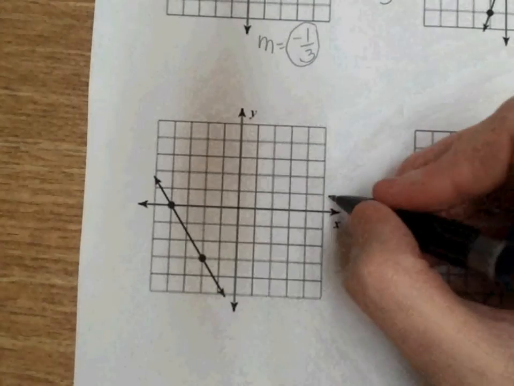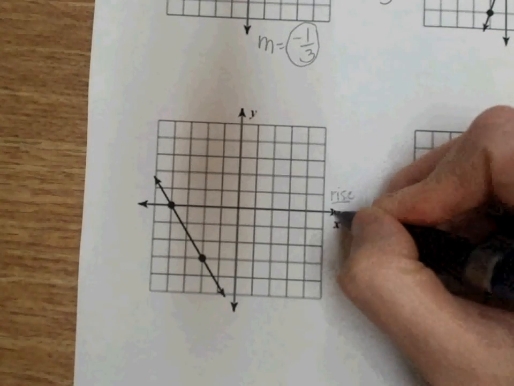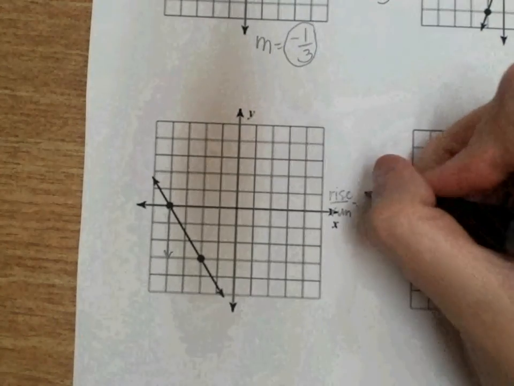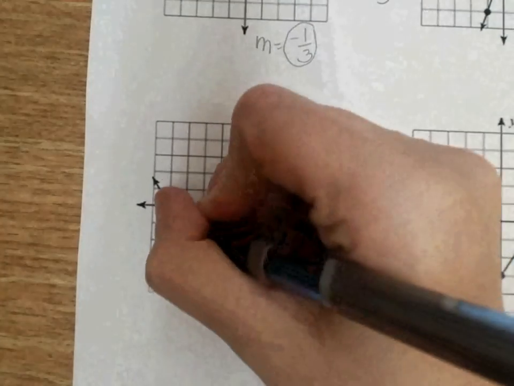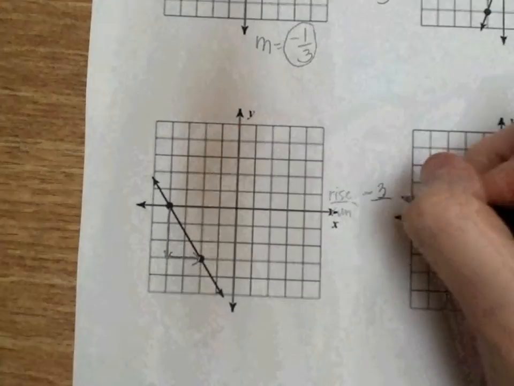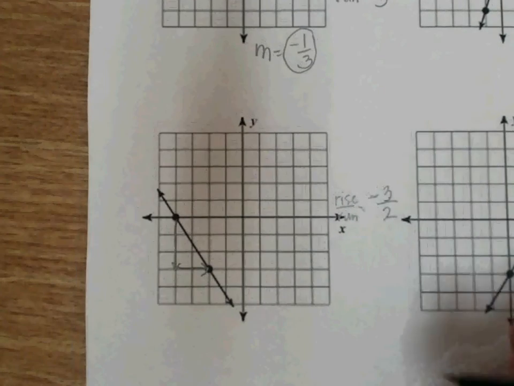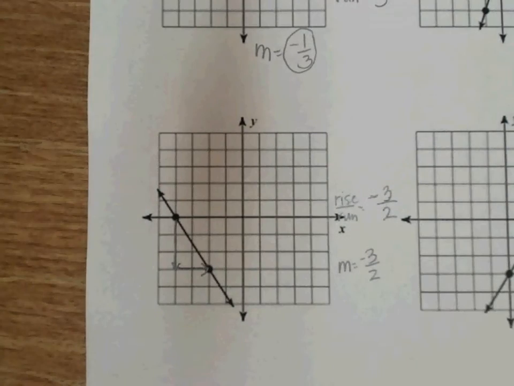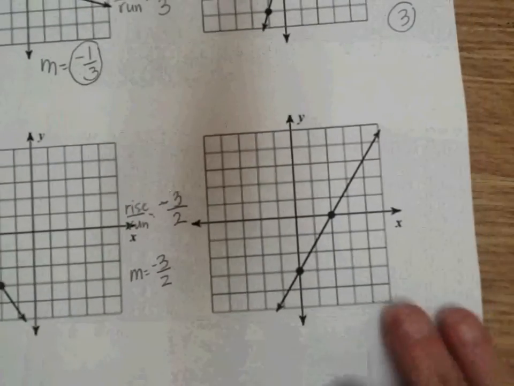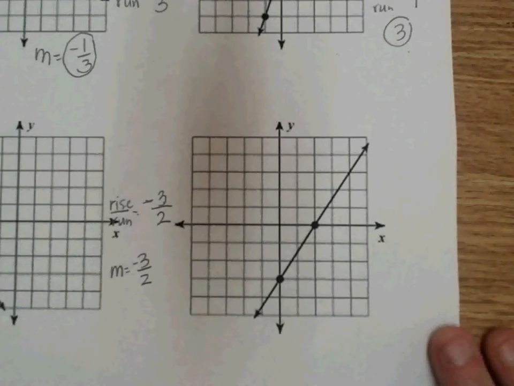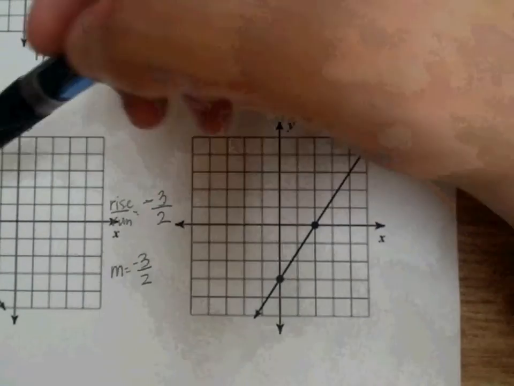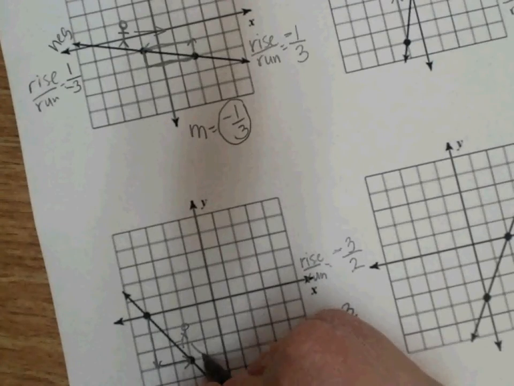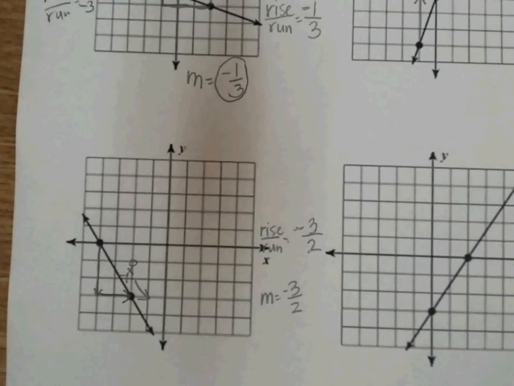Let's try another one. For this one, I write rise over run, and I'm going to go down 3. I'm going to go right 2. So my slope works out to be negative 3 over 2. And I leave it like that because slope is written as a fraction. Let's try this one. And again, I know it's negative because little dude right here is walking downhill going towards the right.